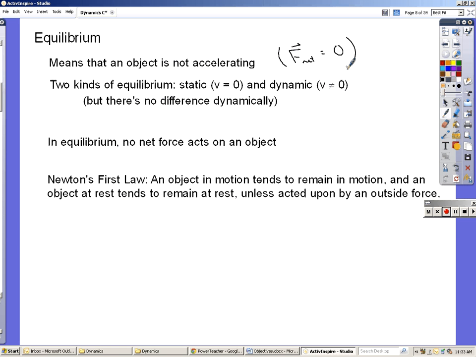And Newton's first law, its most common formulation: an object in motion tends to remain in motion, and an object at rest tends to remain at rest, unless acted upon by an outside force. Or another way of saying it, force causes changes in motion.